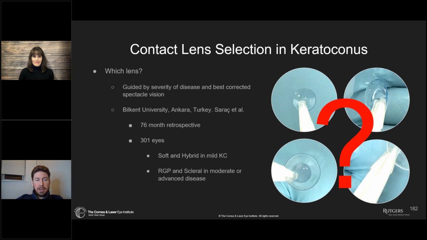Perfect. Lens selection. This is out of Turkey. They did a great retrospective on this. They found that early or mild keratoconus was best served with soft and hybrid lenses, whereas moderate to severe keratoconus was best served with RGPs and scleral lenses.